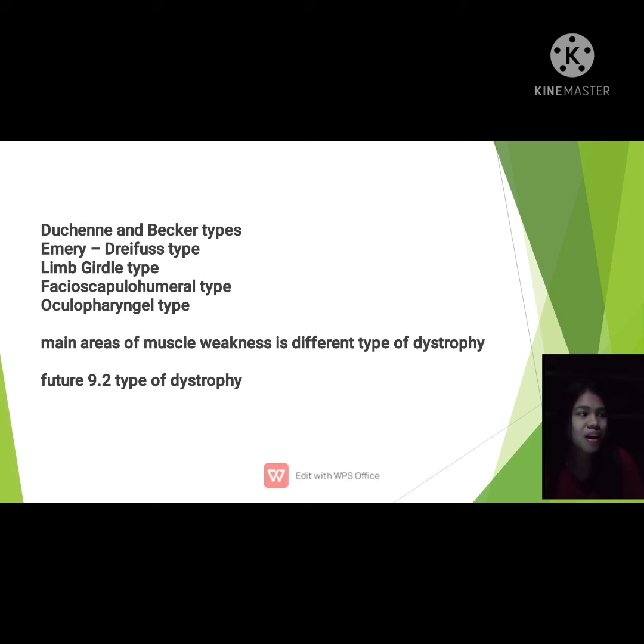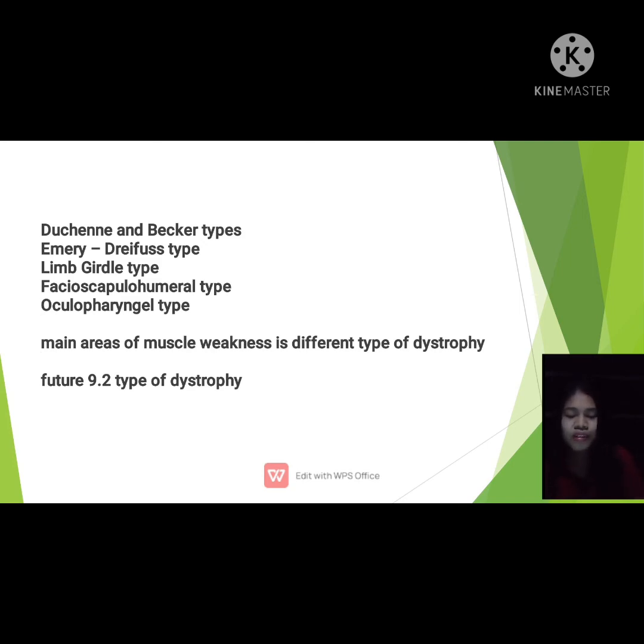Next naman, dito sa facioscapulohumeral type. Okay, it is a rare genetic muscle disease that affects the muscles of your child's face, shoulders, upper arms, and lower legs. Last, oculopharyngeal type is a rare genetic condition. It causes weakness in the muscles around the upper eyelids and part of the throat called the pharynx.